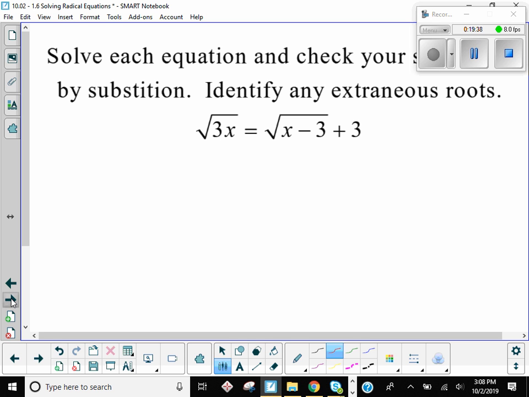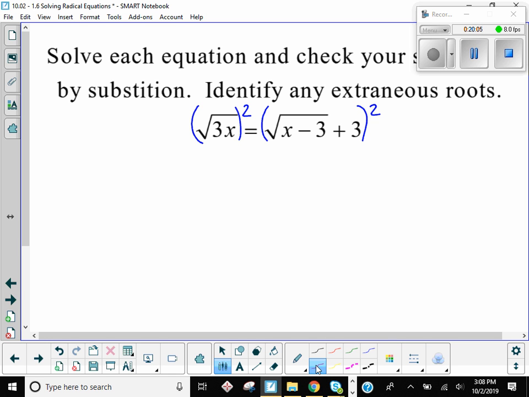Okay. So what do I need to raise both sides to get rid of that radical? What number? 2, okay. Is that even or odd? Are we going to have to check for extraneous roots? Yes, we are going to have to do that. So raise both sides to the 2.